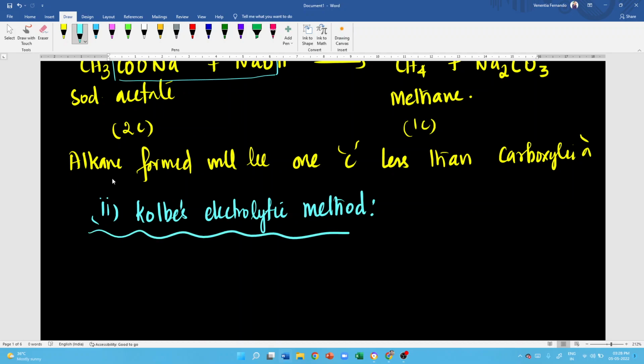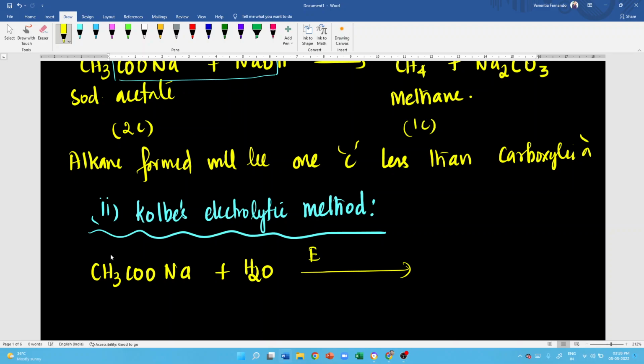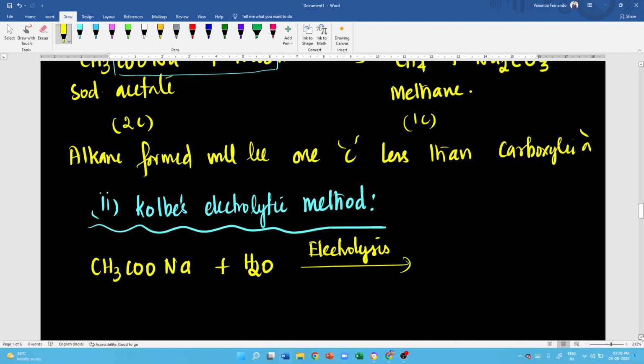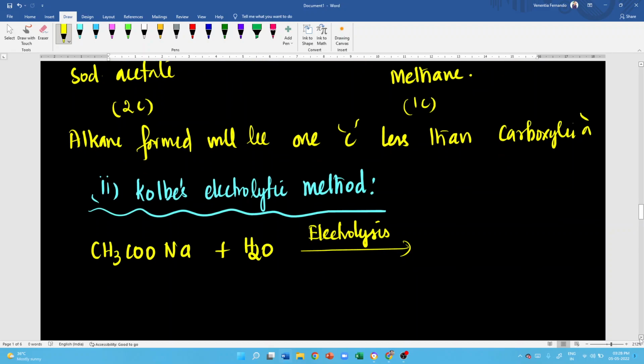So here also I'm going to use the same sodium salt of carboxylic acid, CH3COONa, and here we perform electrolysis. Or sodium acetate undergoes electrolysis. So in electrolysis we know the compounds will be collected at the anode and cathode. At the anode, what are the things collected?